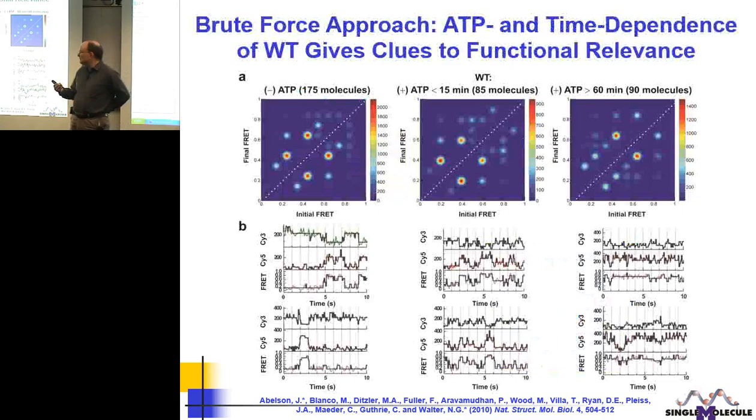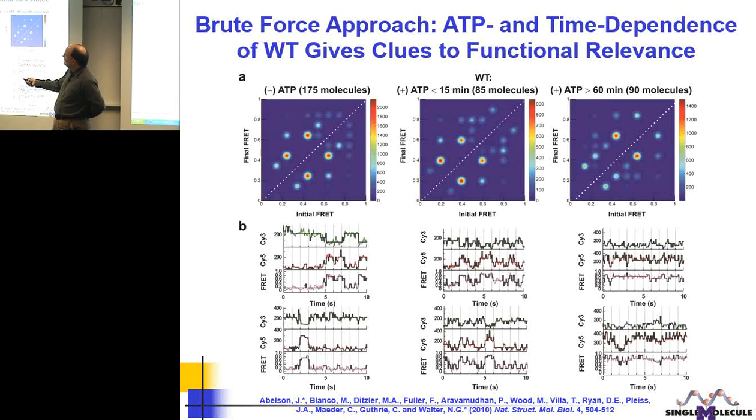But when we started doing this, we realized that there's a lot of complexity in there. What we could observe was, for one, that under various different conditions, for example, leaving out the ATP, as I mentioned, or adding it back in and waiting for a short or long period of time, we have some slight differences in the transition density plots here.